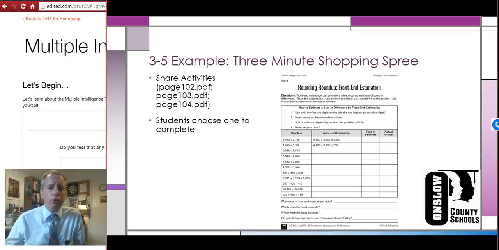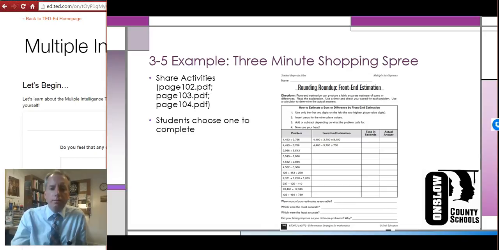And then they're going to choose their activity, right? So this first one has to do with front-end estimation. So instead of telling kids exactly what they're going to do, we're going to start with this, right? So we're going to say front-end estimation gets us pretty close, but it can also get us pretty far off on big values, right? So they're going to be looking at speed, how long it takes them to make their estimate, and then what is the actual answer.